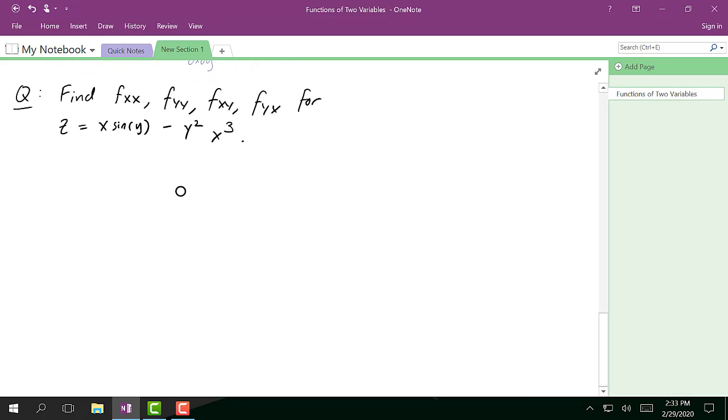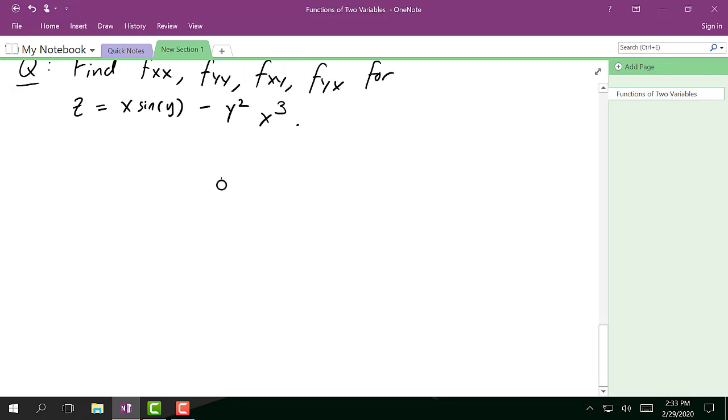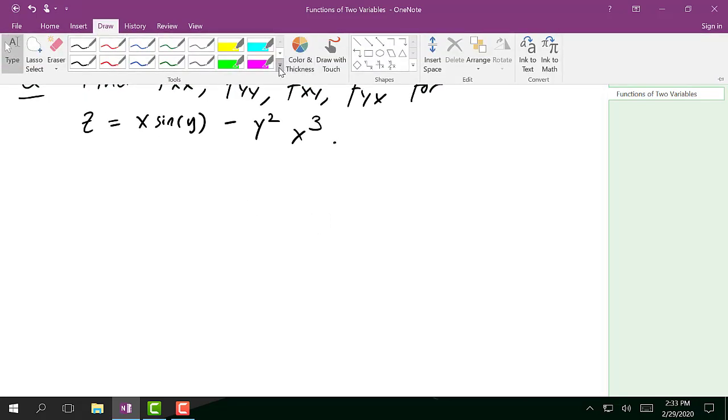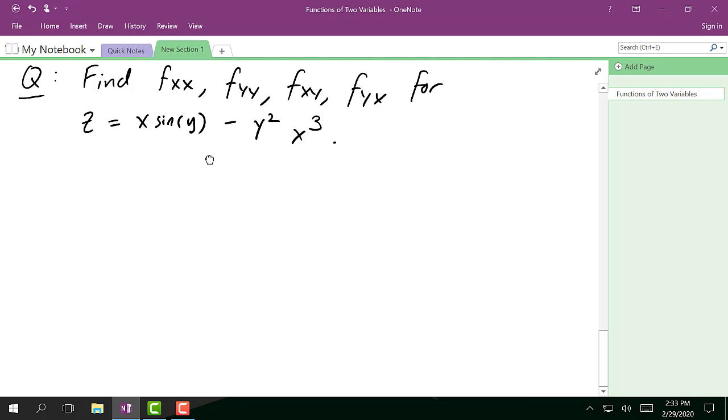Okay, so let's go ahead and take a look at this one. To find these, we first must find the partial derivative with respect to x and the partial derivative with respect to y. For the partial derivative with respect to x, we look at the function z equals x times sine of y minus y squared x cubed, and the multiplier of the x is sine of y, so we get sine of y.